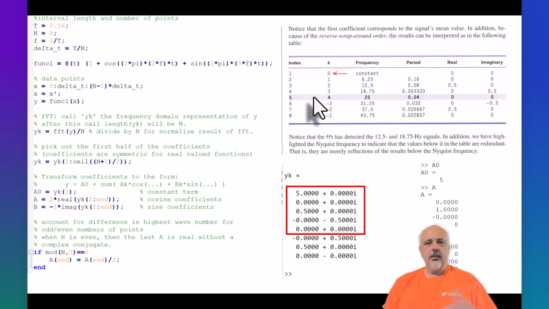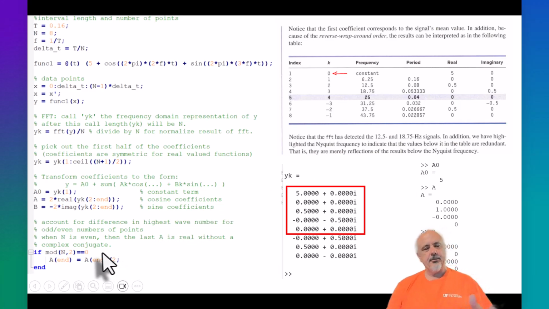But if it's odd, if n happened to be 9, it would have a minus 4 in the thing, but you still would take only 0 through 4, or the index 1 through index 5. So that would work out. I think the best way to do that is kind of look at some examples to see what I mean. But this is how I fixed it here.